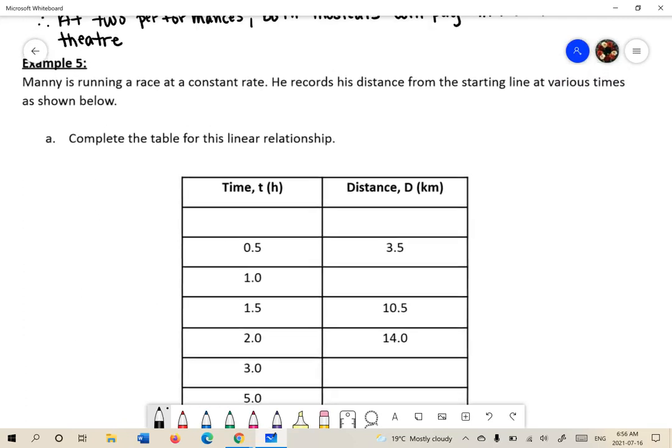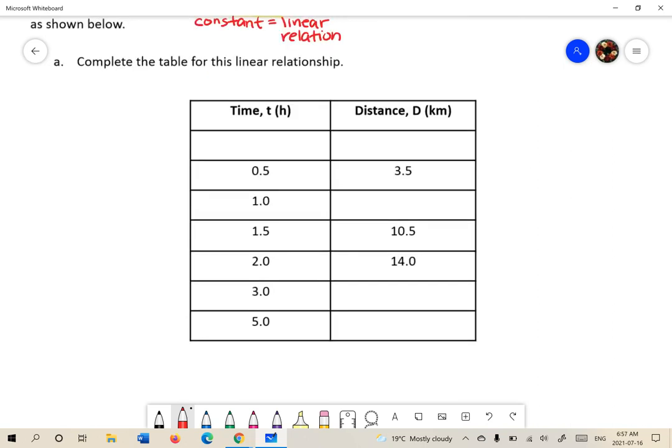Last example. Manny is running a race at a constant rate. Already I know that this is going to be linear because it tells me that it's constant. He records his distance from the starting line at various times shown below. Complete the table. So there are some blank rows and there are also some rows missing.